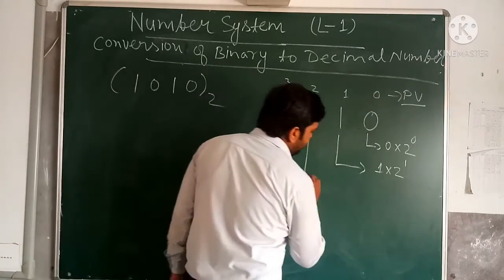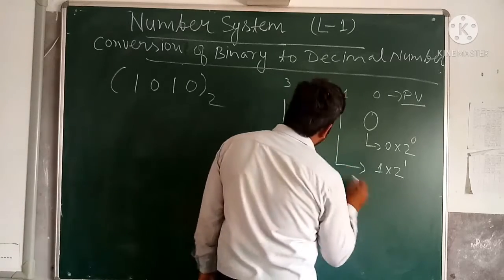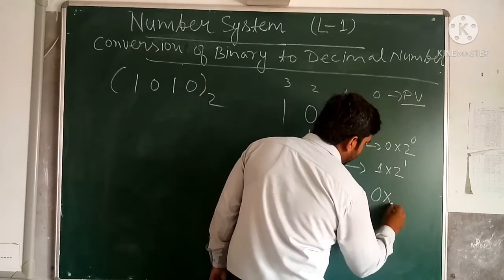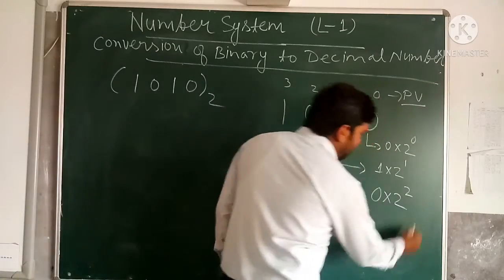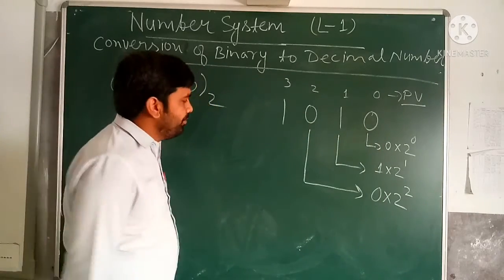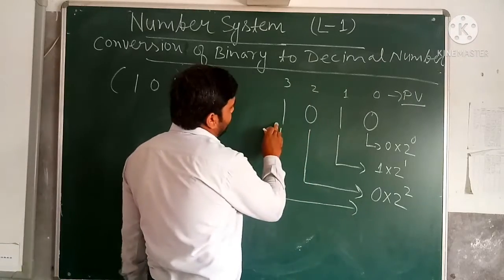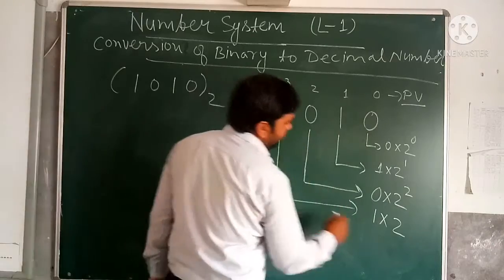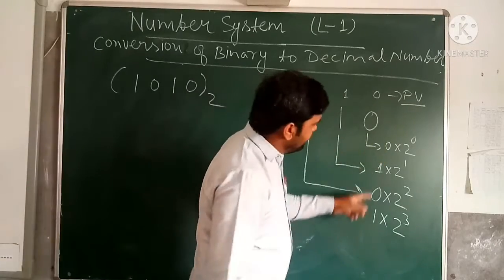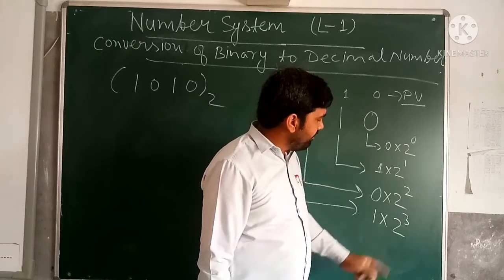Now see the next. The binary digit is 0, multiplied by base 2, and the position value of this 0 is 2, so 2 to the power 2. Next we take the digit 1, multiplied by base 2, and the power is 3. So the power is increasing by 1: 0, 1, 2, 3.